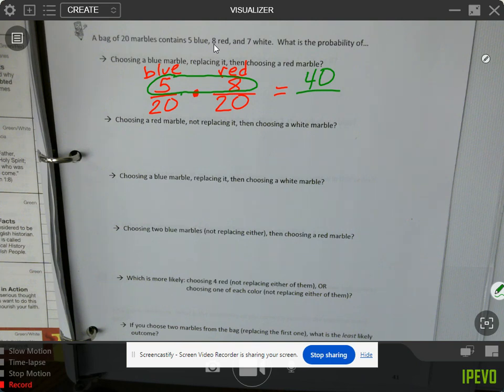Nope, I already used my 5. I multiplied 5 times 8, right? 20 times 20, I multiply straight across. 5 times 8 is 40. 20 times 20 is what?